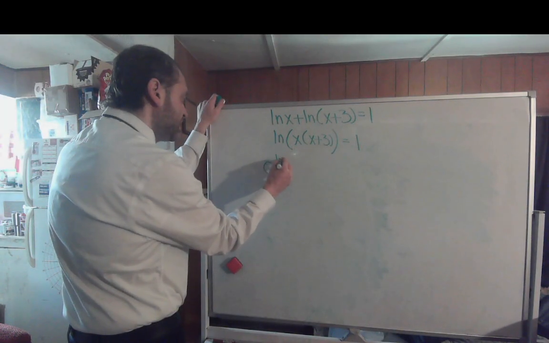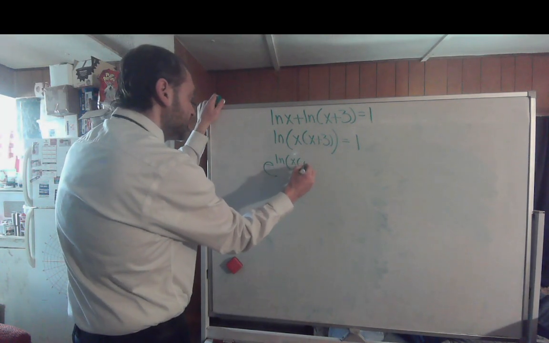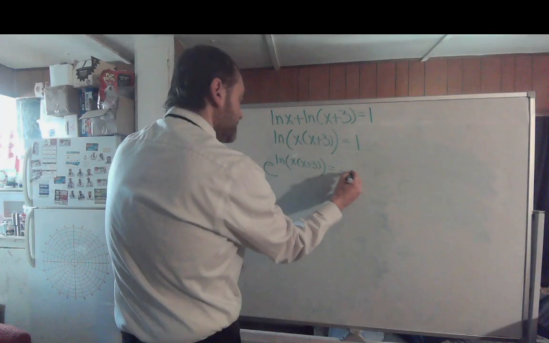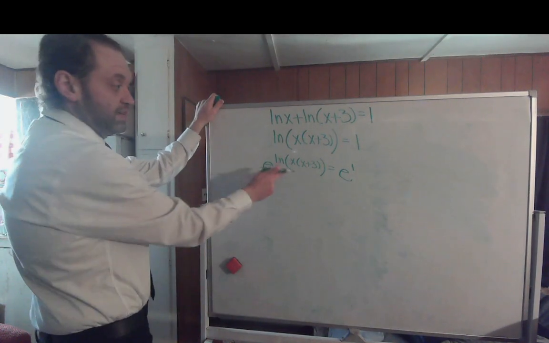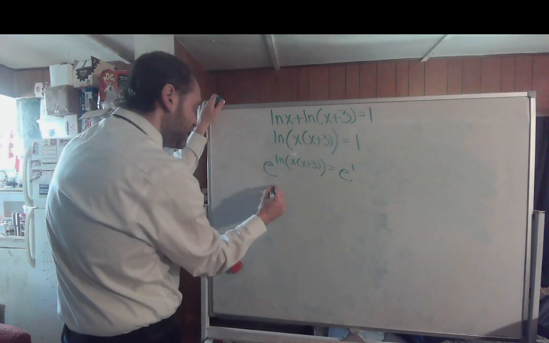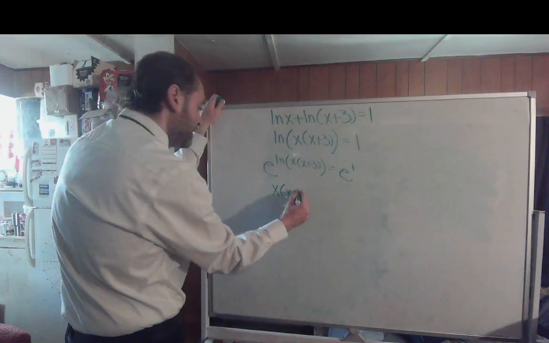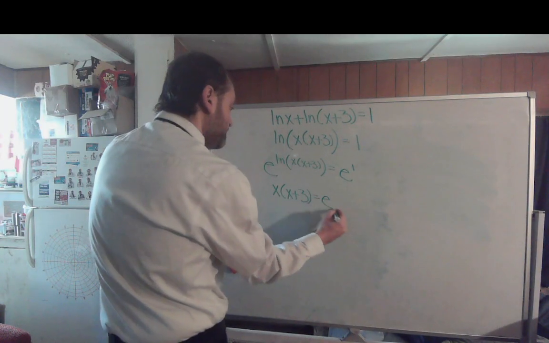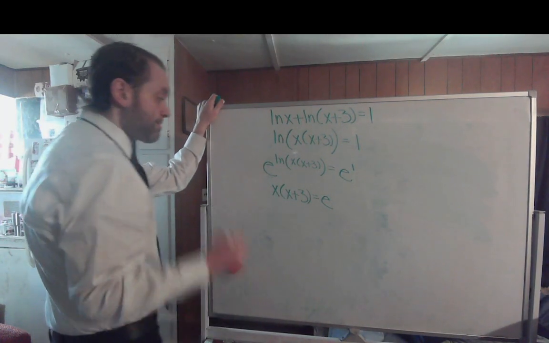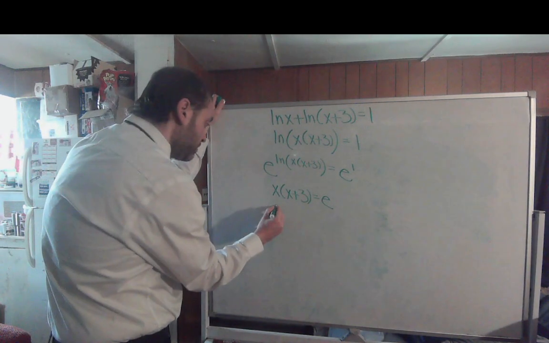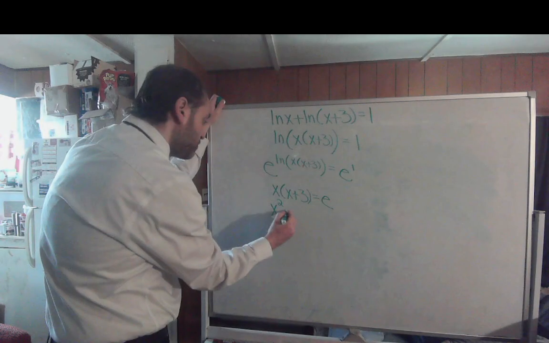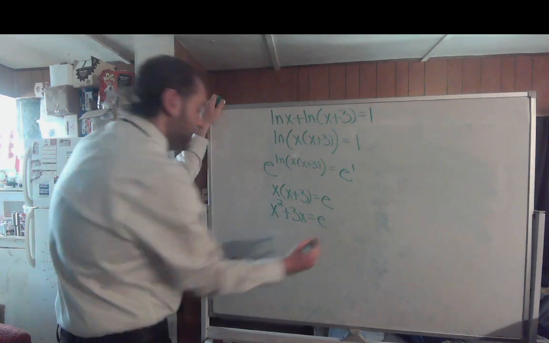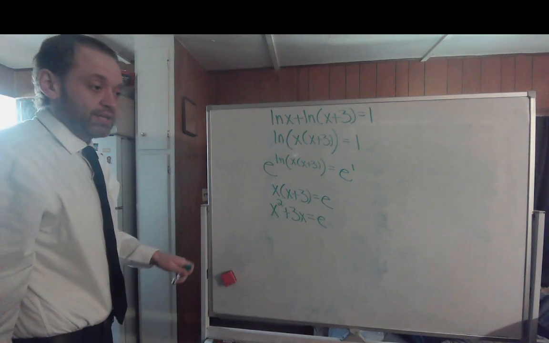So you'd have e to the natural log of x times x plus 3 would equal e to the first, where on the left side, the log cancels out. You'll literally get x times x plus 3 would equal e, which in short would give you x squared plus 3x equals e. Let's try to solve this by completing the square.